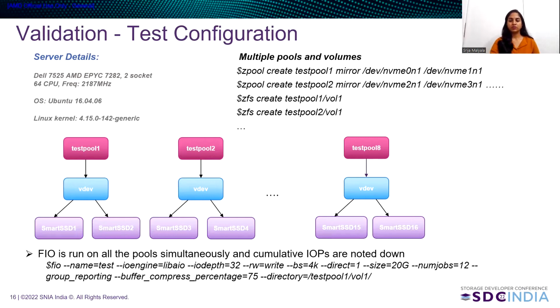We have 4 SmartSSDs with 2 mirror pools, 8 SmartSSDs with 4 mirror pools, 12 SmartSSDs with 6 mirror pools, and 16 SmartSSDs with 8 mirror pools. FIO is run on all the pools simultaneously here to push the CPU utilization to its maximum.